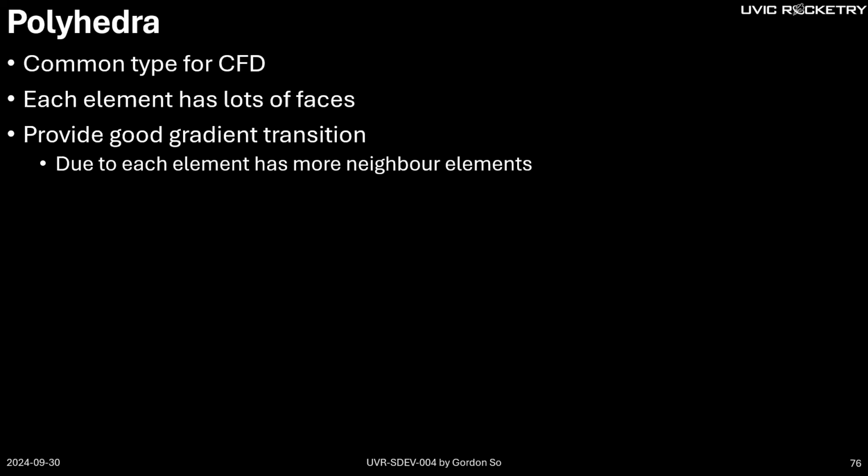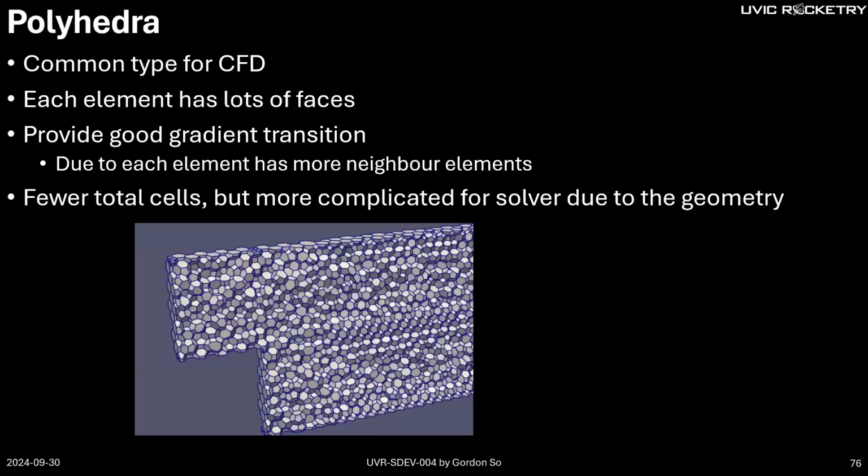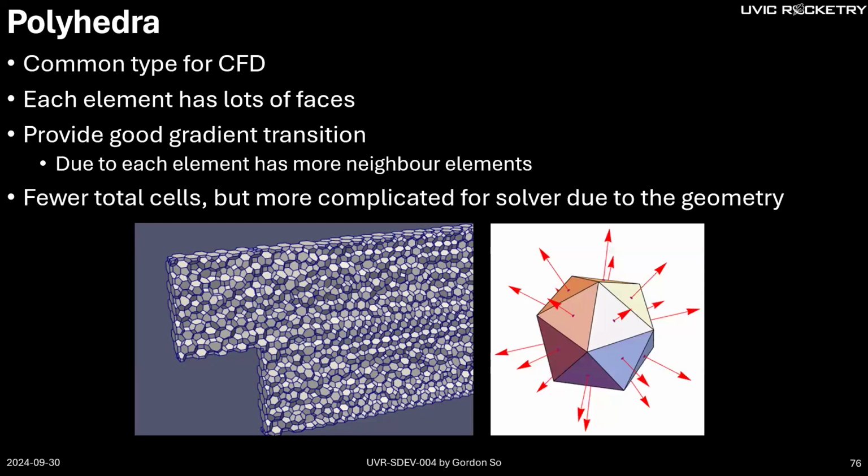So polyhedral is like the best of both worlds. Another common type in CFD to address the cons of hex core and tetrahedral. Each element has a lot of faces. It actually looks like a cube. It provides really good gradient transition. What that means is, because each element looks like this, it can have more sides.